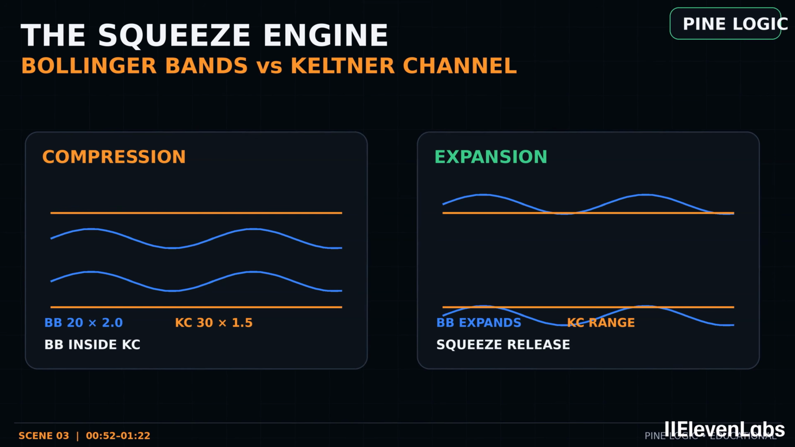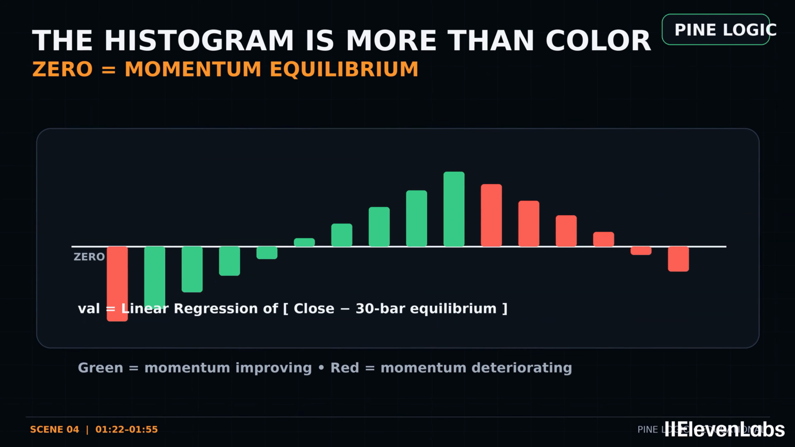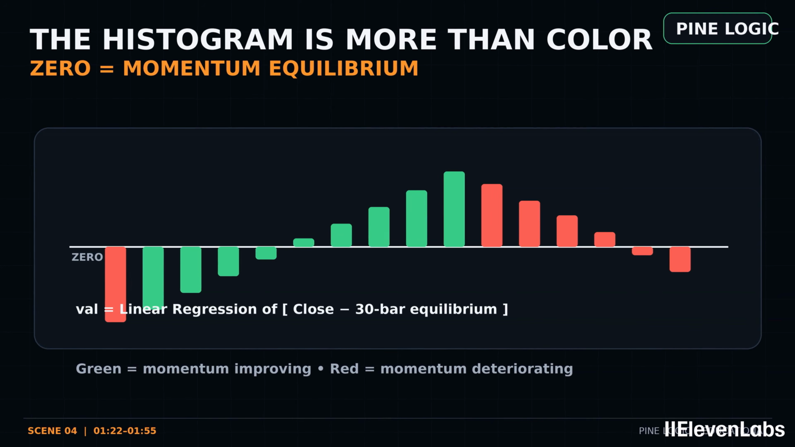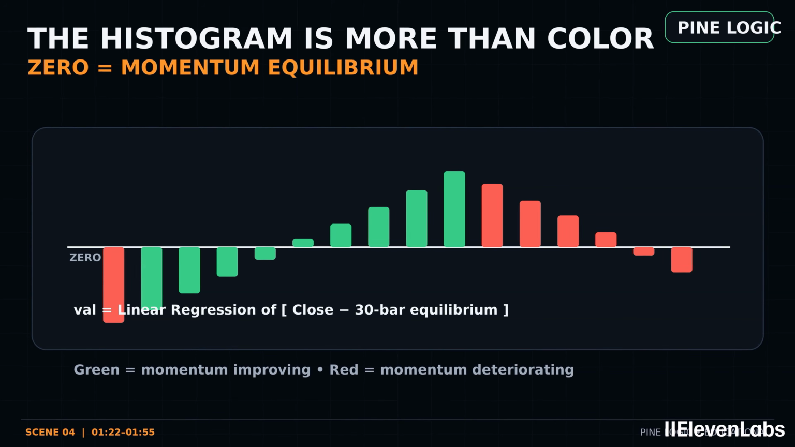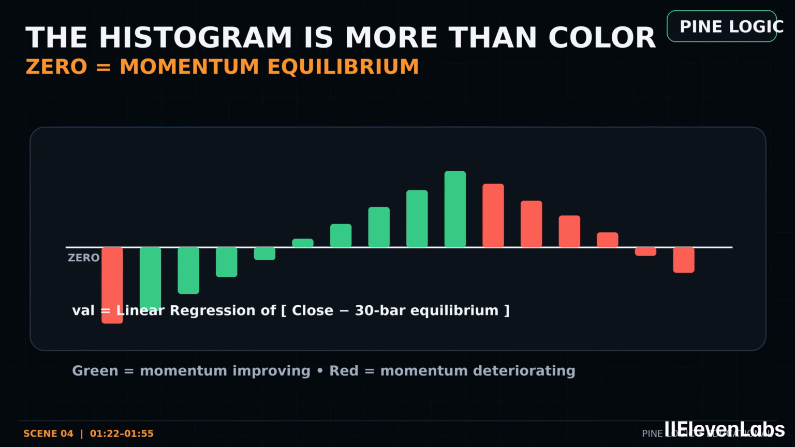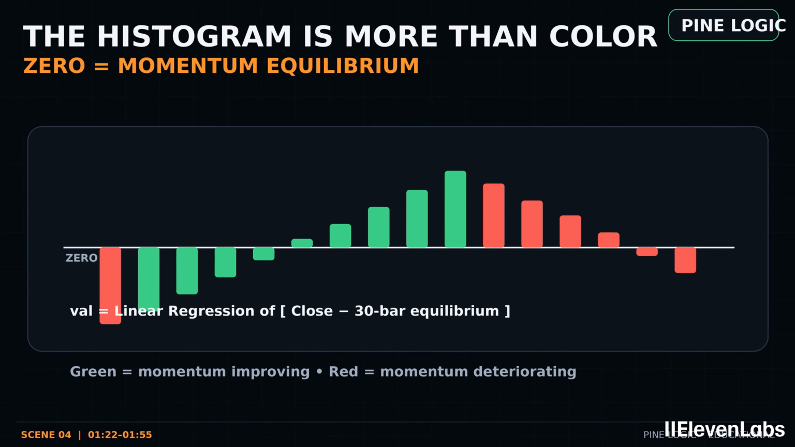But the histogram is the part I care about today. It is not just a random momentum bar. The script compares price with a 30-bar equilibrium built from the recent high-low midpoint and a 30-bar moving average, then runs that difference through linear regression. Above zero means the regression momentum is on the positive side of that equilibrium. Below zero means it is on the negative side. The bar color tells you whether that momentum is improving or deteriorating.